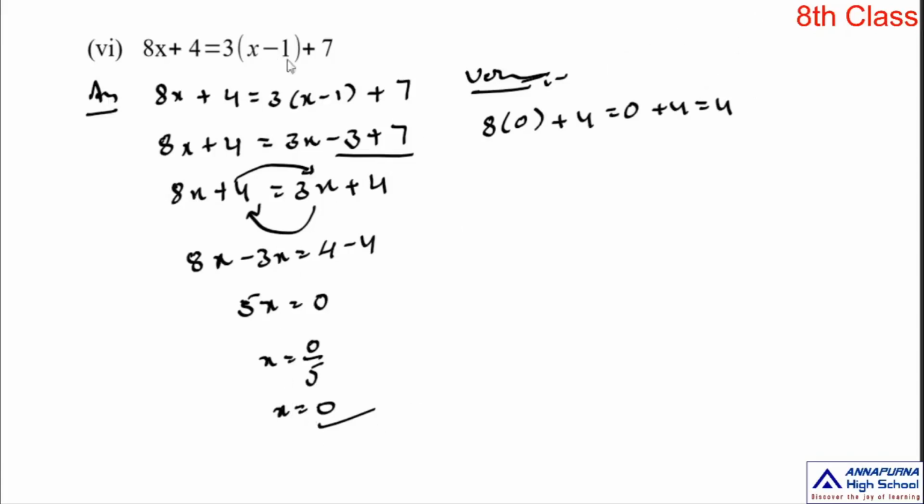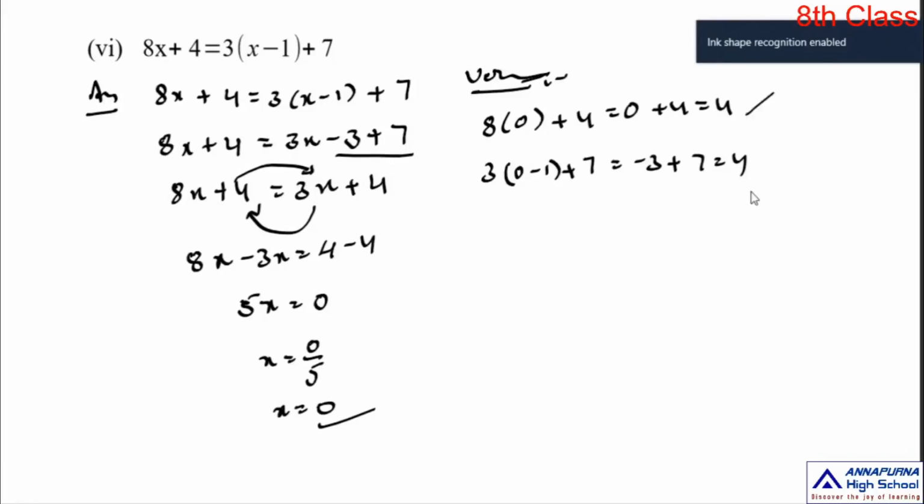And substitute the x value on the right side. The right side part is 3 into x minus 1 plus 7. So x is equal to 0. That means 3 into 0 minus 1 plus 7. 3 into 0 minus 1, which is minus 1 into 3, minus 3, plus 7. It is equal to 4.